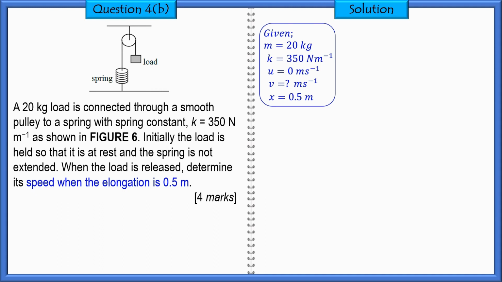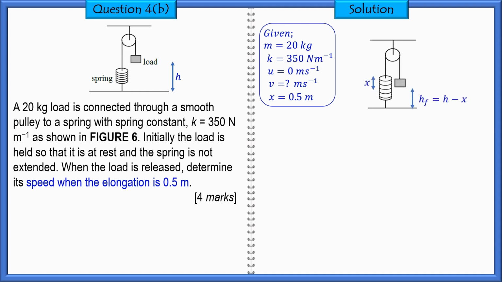A 20 kg load is connected through a smooth pulley to a spring with a spring constant k equal to 350 Newton per meter. Initially, the load is held so that it is at rest and the spring is not extended. When the load is released, determine the speed when the elongation is 0.5 meter. Okay, referring to the figure, assume that before the load is released, the height of the load from the ground is h.